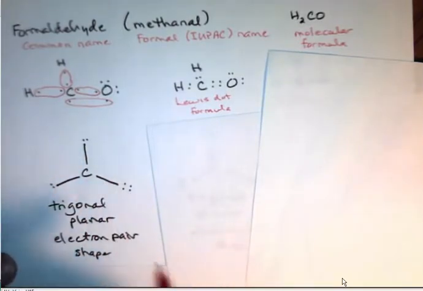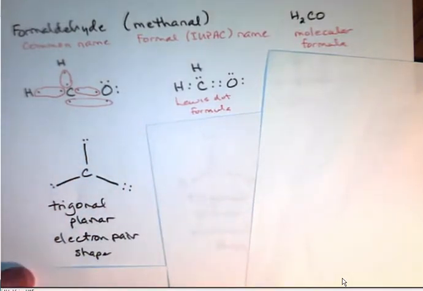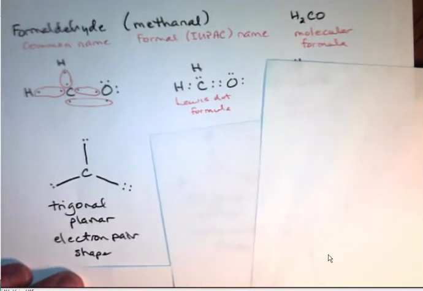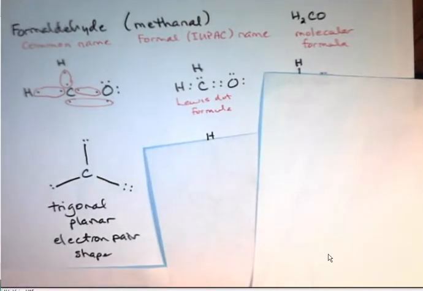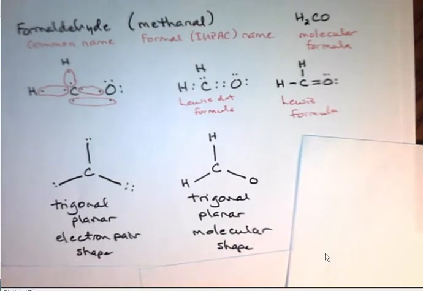You can do this. This is not hard. 360. 3 divided by 3 is 1. 6 divided by 3 is 2. 0 divided by 3 is 0. So 360 divided by 3 gives you 120. Anyway, so there's 120 degrees between each of these angles. Okay, not 109.5 this time, 120 degrees. And so from that, we're going to get a molecular shape that's also trigonal planar. A molecular shape that's also trigonal planar.